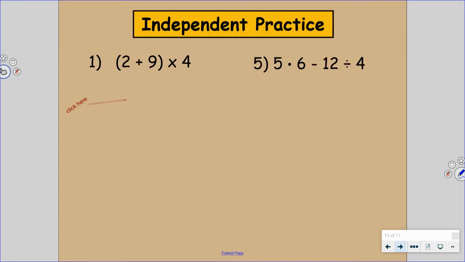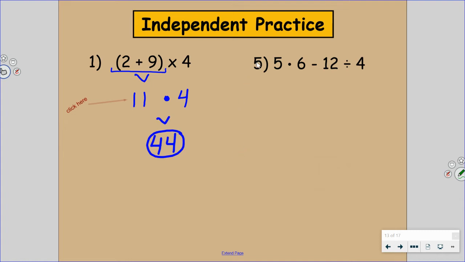So we have grouping symbols 2 plus 9. Close the grouping symbols times 4. Well, you have 4 groups of what? We have to figure out what's in the group. So naturally, we'll do 2 plus 9 first. 2 plus 9 is going to be 11. And then 4 groups of 11, or you could say 11 groups of 4 is 44.